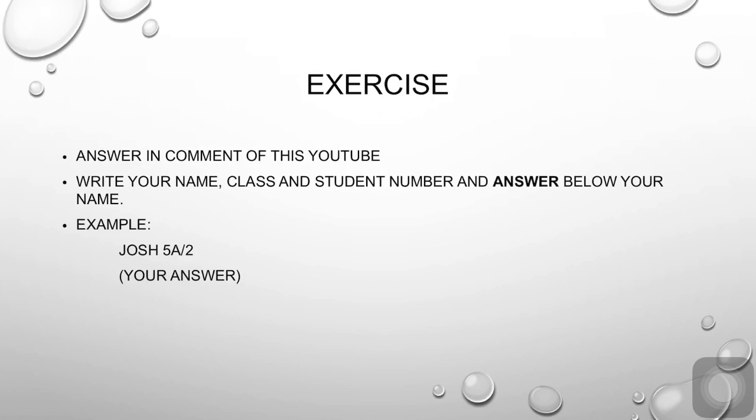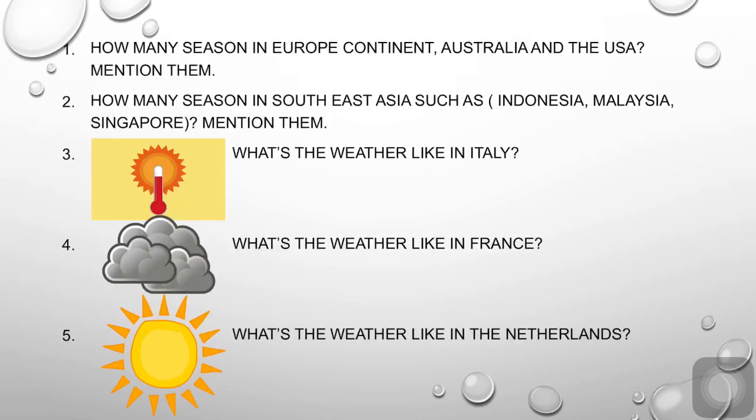Next, exercise. First, answer in the comment of this YouTube video. Second, write your name, class, and number, and answer below your name. For example, you can write JAWS 5A number 2, then your answer. Here is the exercise. Okay, you can answer this question in the comment below this video. You can pause this video to answer the questions.